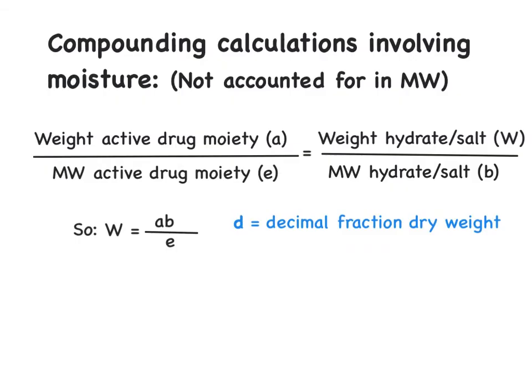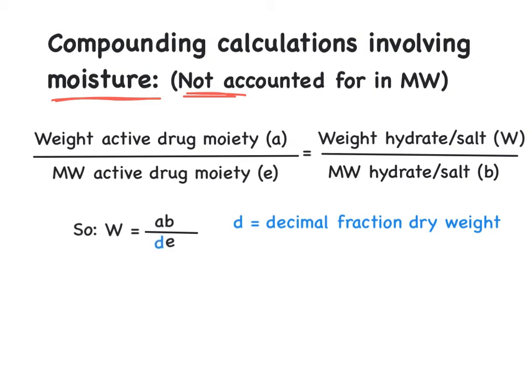The other thing that you may need to account for is the presence of moisture in your drug product. So this is water contributing to the weight of your drug product that is not accounted for in the molecular weight. So this is different than, say, a hydrate. So what we're going to do is take the equations we've been working with, or ratios, and now we're going to include this new parameter, D, which is the decimal fraction of the dry weight. We're going to include this in the denominator of our equation.